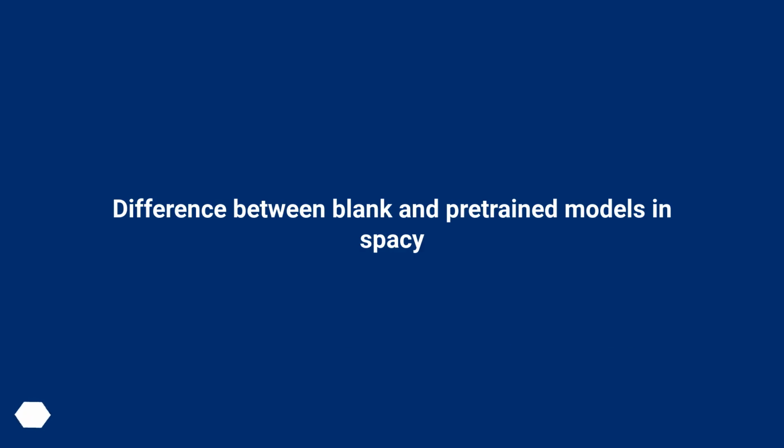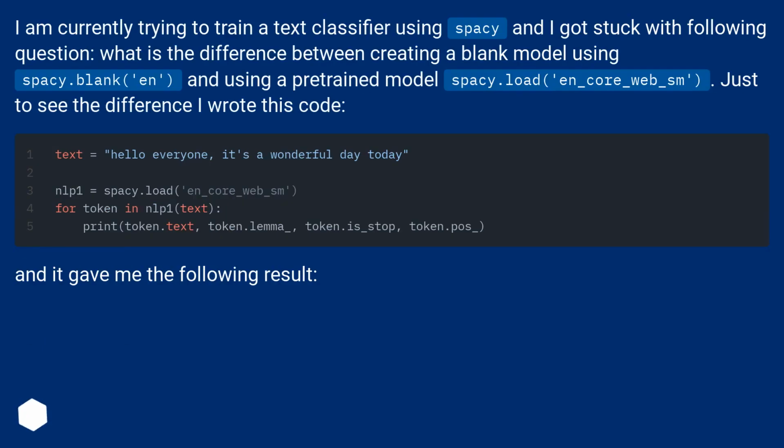Difference between blank and pre-trained models in spaCy. I am currently trying to train a text classifier using spaCy and I got stuck with the following question. What is the difference between creating a blank model using spacy.blank("en") and using a pre-trained model, spacy.load("en_core_web_sm")? Just to see the difference I wrote this code.